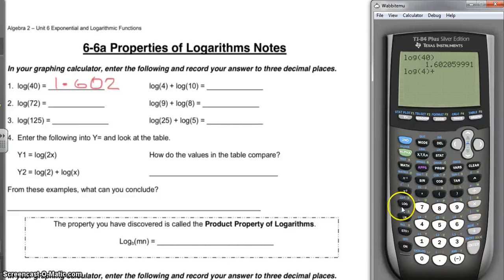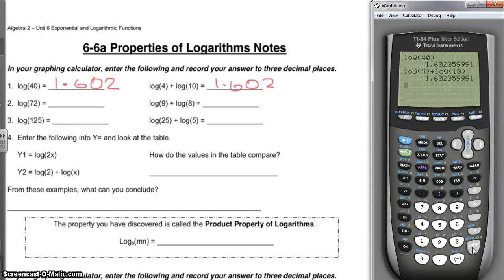Now as you can see, I'm just putting log and the base is not showing. What does that mean? Just to review, what does it mean if there is no base? It means that the base is 10. And this is called common logarithms, and that's why we're using the log on the calculator. So this is going to be also 1.602, as you can see.